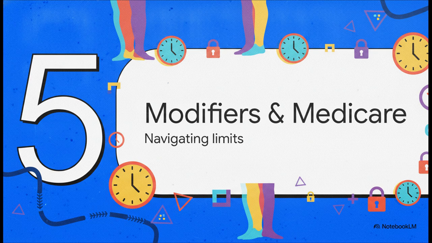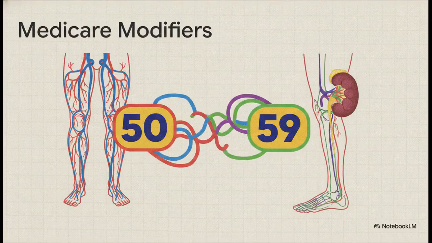Which brings us to a major trap for coders. Section 5, Modifiers and Medicare Limits. Listen, Medicare has highly specific National Correct Coding Initiative, or NCCI, edits. You generally cannot bill initial codes together with continued or cessation codes on the same leg on the same day. It'll get flagged.